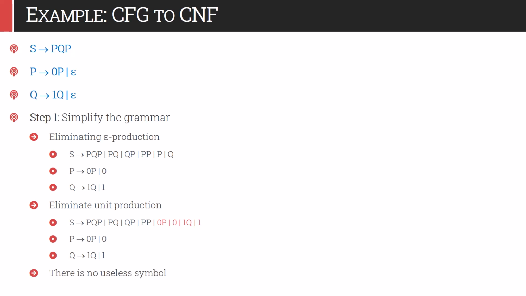The next step is we have to check for useless symbols. From S we can go to P, from S we can go to Q. It means P and Q both are reachable from the start state, and hence there is no useless symbol. So this is our simplified grammar, which is shown here after eliminating the unit production.